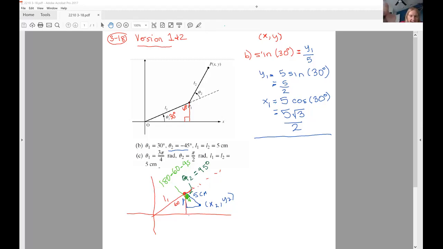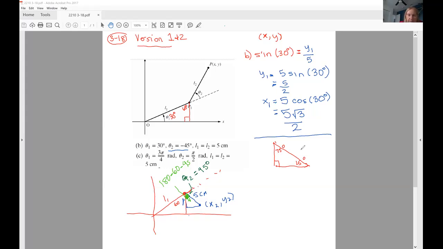And I'm going to now make a triangle outside. I'm going to take that triangle and put it right here. And there's my right triangle. So 180 minus 60 is 120, 120 minus 45 is 75 degrees. So this angle here is 75 degrees. This is a right triangle. This is 15 degrees. And now I can find my X and Y.